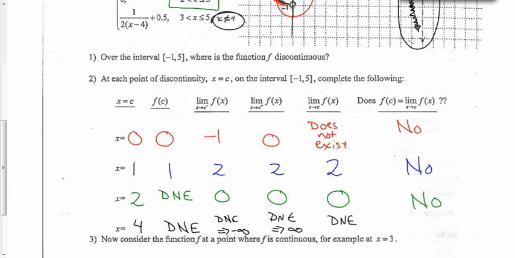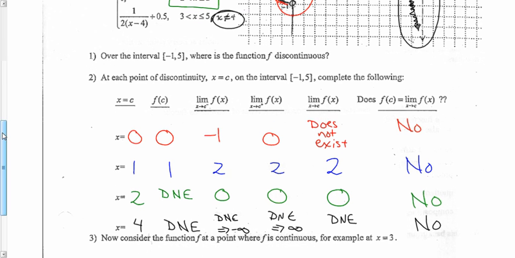So does the function value at 4 equal the limit value at 4? They both don't exist, but two things that don't exist cannot be equal to each other. I think I'm teaching philosophy. So no, these two things are not equal.